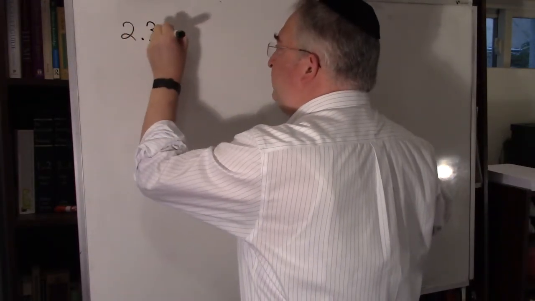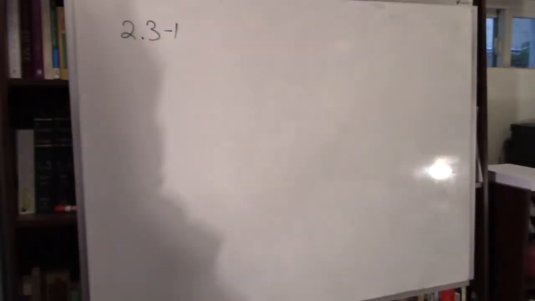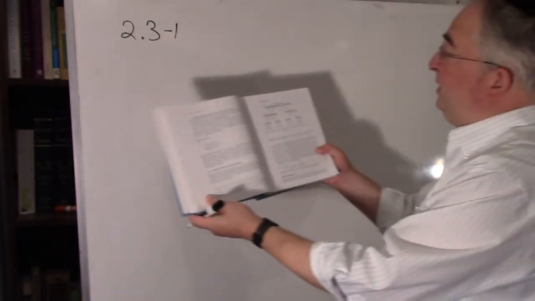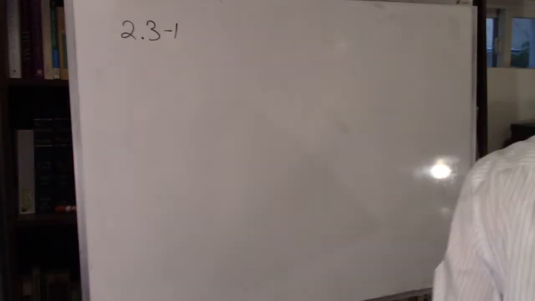Exercise 2.3-1. So this is about merge sort. The book has a beautiful graphic showing how merge works. It's on page 35 of the 3rd edition. That's a beautiful graphic. And we want to do the same thing for the numbers that they're given. So let's just read the question.